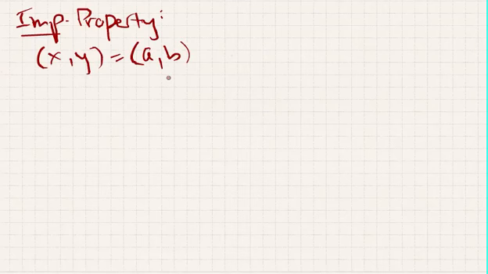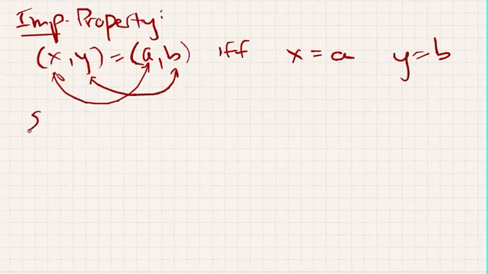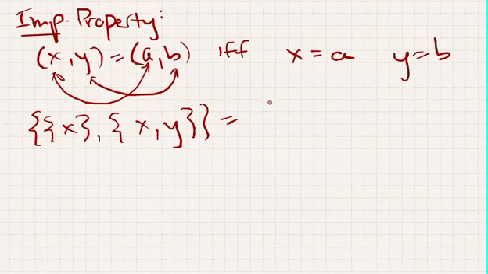The important property is that if two ordered pairs equal each other like this, we'd expect that the first coordinate of this one is equal to the first coordinate of the other ordered pair, and similarly with the second coordinate. And that's actually precisely what we have. So this is the definition of an ordered pair, and this definition satisfies this important property.